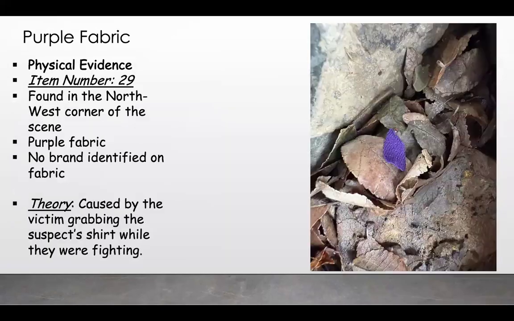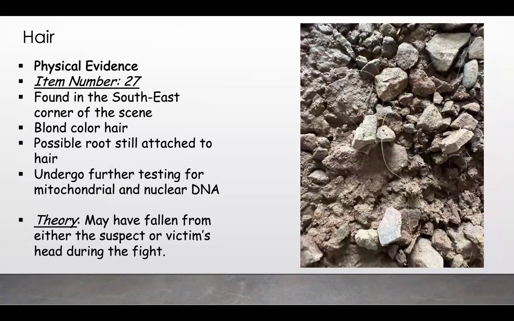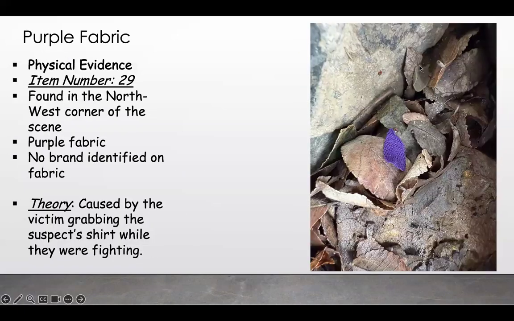And then our next piece of evidence was our purple fabric, which was physical evidence. This was found on the northwest corner of the scene. As you can tell, it was in the rocks and it had debris, and so it was very hard to spot and see. As you could see from the close-up, there was other debris around it, such as leaves, dirt, dust, etc. There was no brand identified on the fabric, and the fabric had a rugged and matte texture to it. But we believe, and how it relates to our overall theory, is that it was caused by the victim grabbing the suspect's shirt while they were fighting.